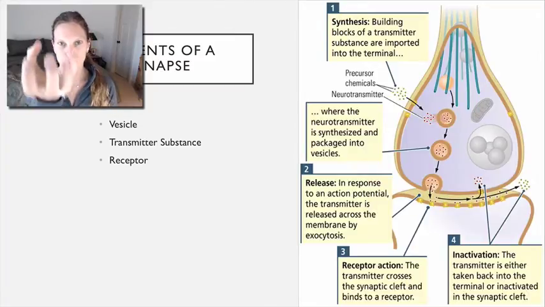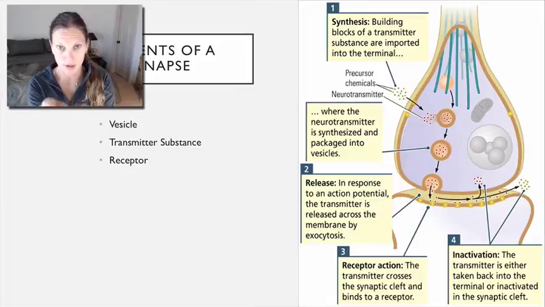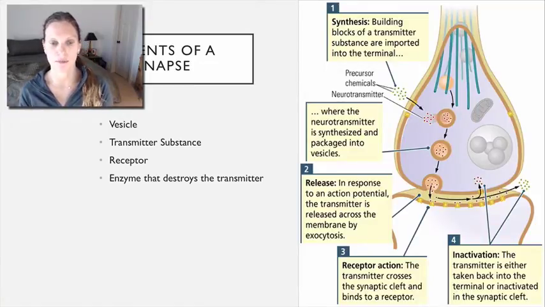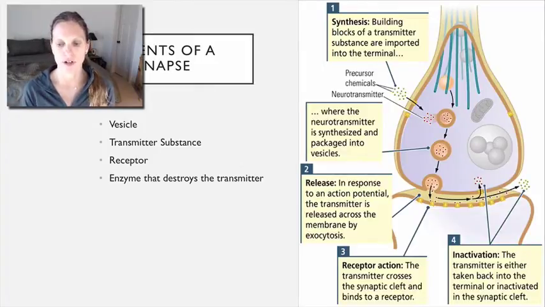So the vesicle kind of goes down and it fuses. It's membrane bound, so it fuses with the cell membrane of the neuron at the axon terminal, and it gets spit out into the synaptic cleft via exocytosis. So the neurotransmitter is released into the synaptic cleft, and then it's going to float down and it's going to bind a downstream receptor.